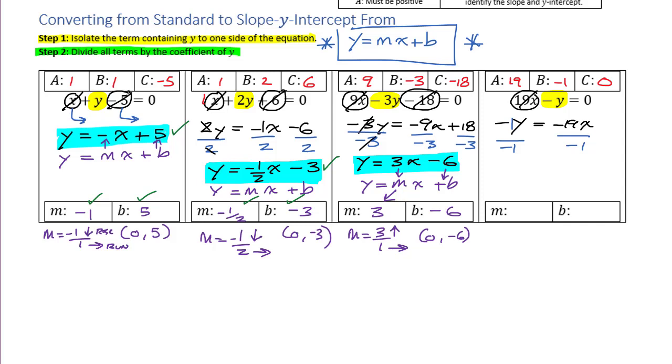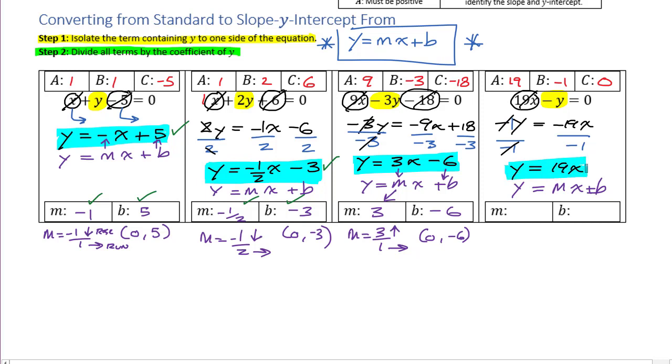Now, again, there's an invisible 1 there. So those cancel out. Negative 1 divided by negative 1 cancels, and it's just y. Negative 19x divided by negative 1 is positive 19x. Okay, so if we write y equals mx plus b, I'm just going to write that underneath. So that's our final answer. This equation converted to slope-intercept form is just y equals 19x.